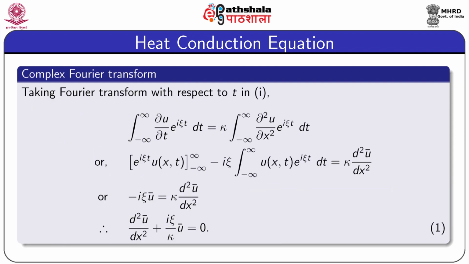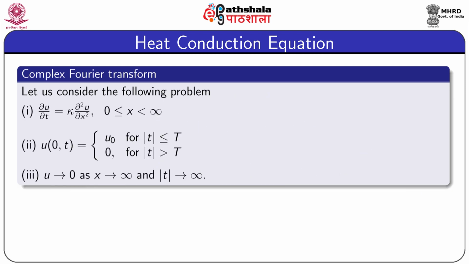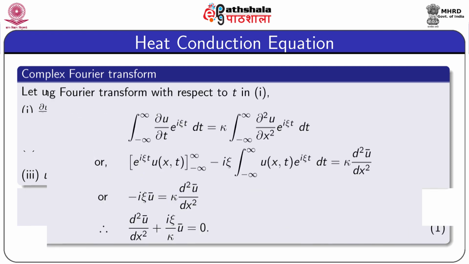So, first we take the Fourier transform of the given equation with respect to t. Since t has range from minus infinity to plus infinity, we are taking the Fourier transform with respect to t. For that reason we multiply the equation by e^{iξt} and then integrate over minus infinity to plus infinity. For the first term, the left hand side of this expression, in the next line we are applying integration by parts.